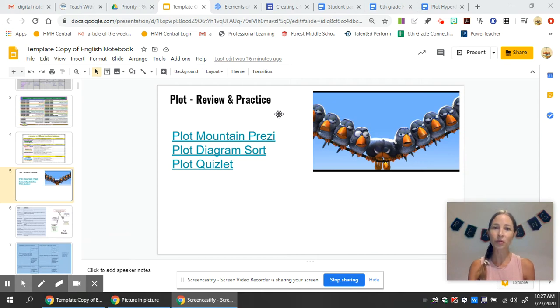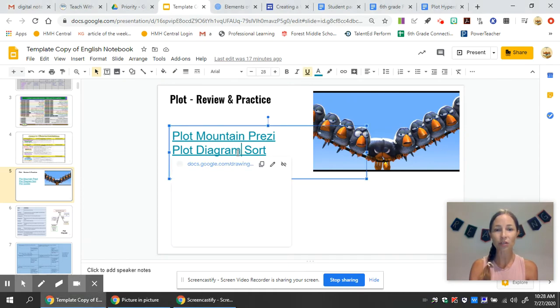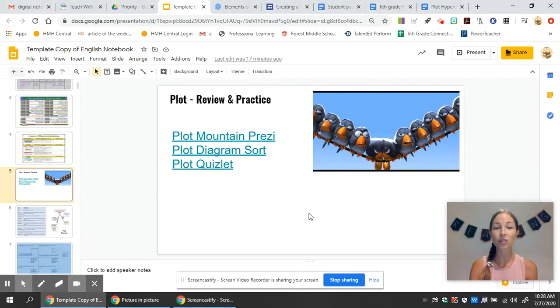When you read a fictional story, you know that the events in a story follow a certain pattern, a certain series of events. So we're going to go over those terms today. In your digital notebook, you're going to see a link to a Plot Mountain Prezi, which is just a fancy presentation that I'm going to go over with you today. There is a sort, which is going to take you to a Google drawing where you can sort the names of the events. And there's also a Quizlet link.